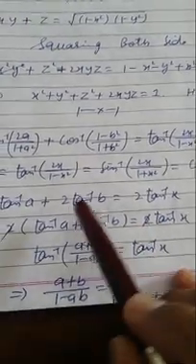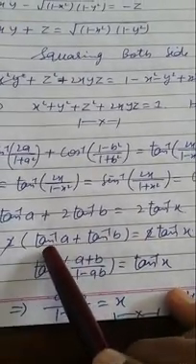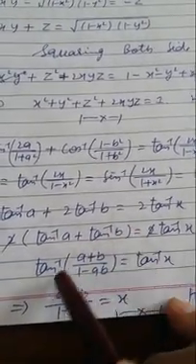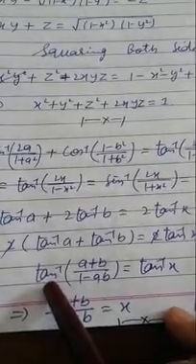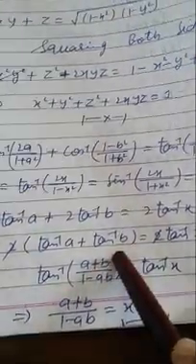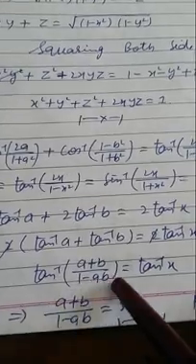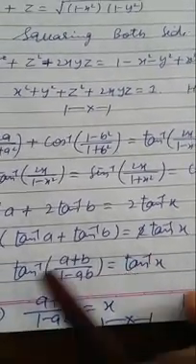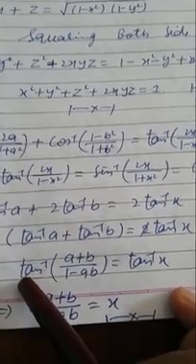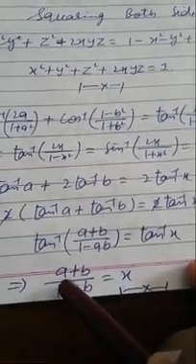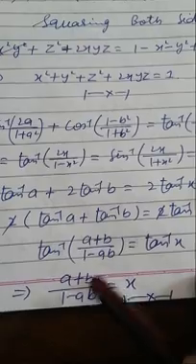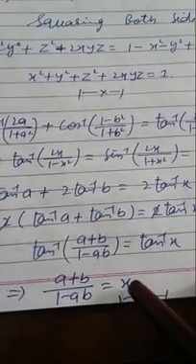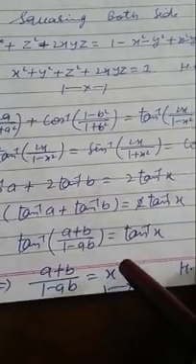Now using the formula of tan inverse a plus tan inverse b. The formula of tan inverse a plus tan inverse b is tan inverse of a plus b upon 1 minus ab is equal to tan inverse x. This tan inverse and this tan inverse cancel each other. Then we ultimately get a plus b upon 1 minus ab. This is the value of x, and this we have to prove.